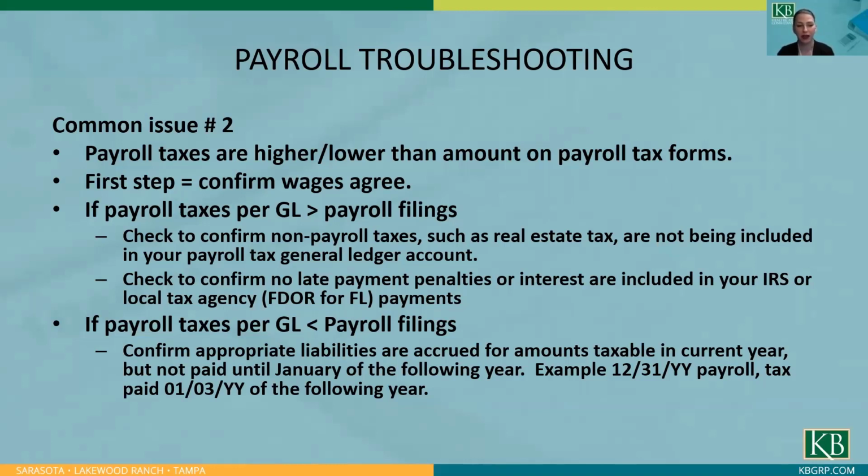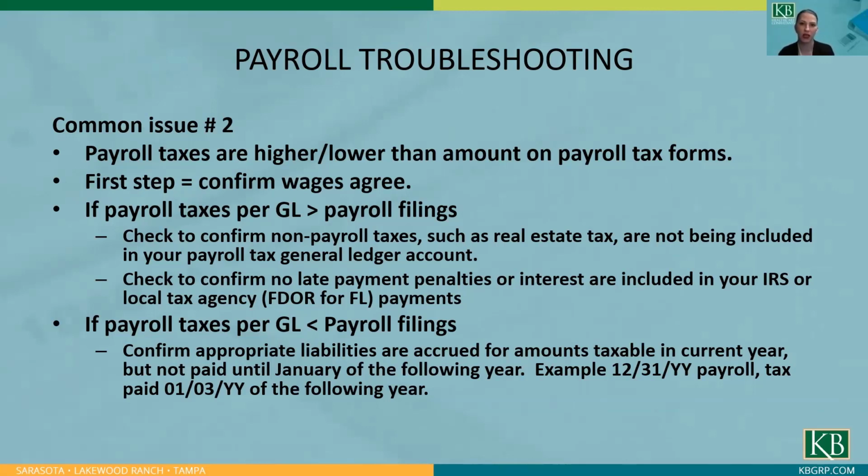On the flip side, if our payroll taxes in the general ledger are less than our payroll filings, we'll want to look to confirm that our appropriate liabilities are accrued. When we say accrued, but we're a cash basis taxpayer, this is one exception. We always match the payroll tax filings, and I'll give you an example.